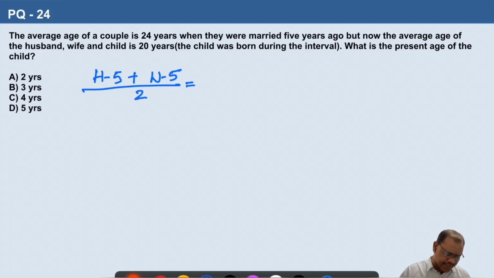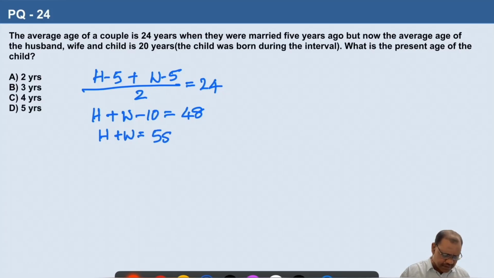Add and divide by 2, that is 24. So husband plus wife minus 10 is equal to 48. So husband plus wife is equal to 48 plus 10, which is 58. So the sum of the present ages is 58.